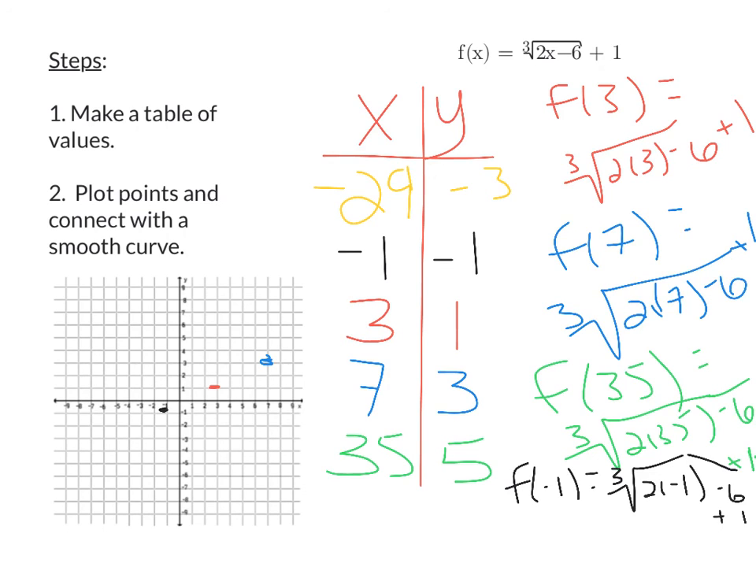Now, when you make your graphs, you will need a larger graph because with the scale I have here, I cannot go out to an x value of negative 29 or 35. So when you're graphing these functions, please make sure to keep your scale in mind. When you graph a cube root function, it should also almost create an S shape.